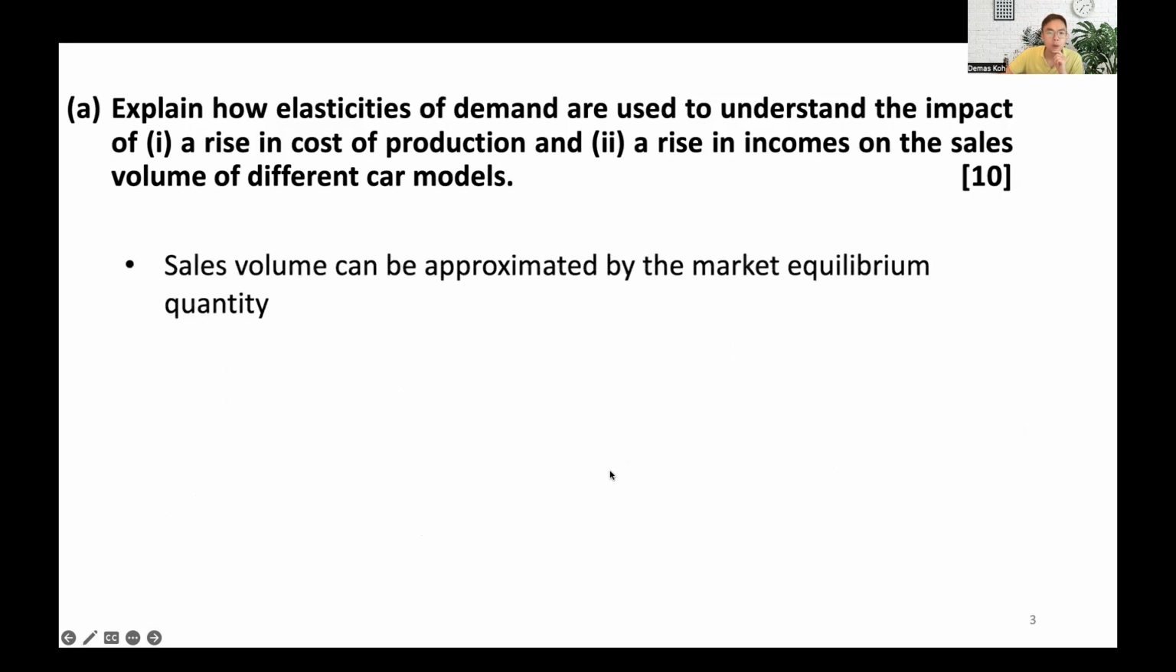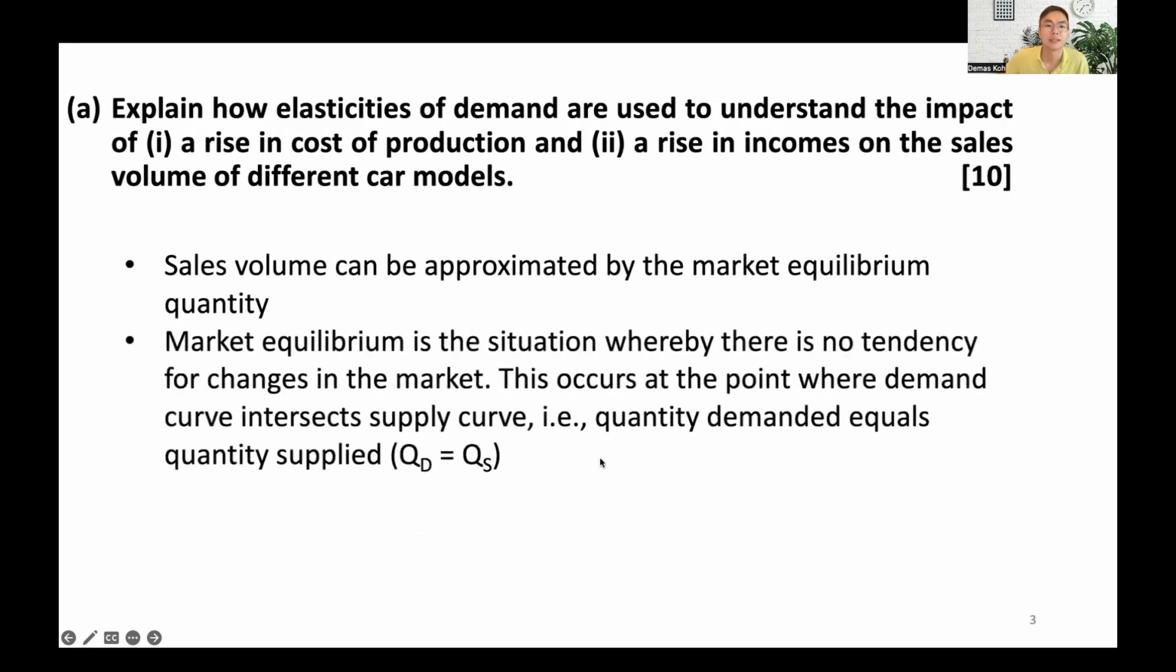So first of all, sales volume can be approximated by the market equilibrium quantity. And a recap: market equilibrium is a situation whereby there is no tendency for changes in the market. This occurs at the point where the demand curve intersects the supply curve. That means quantity demanded equals quantity supplied.